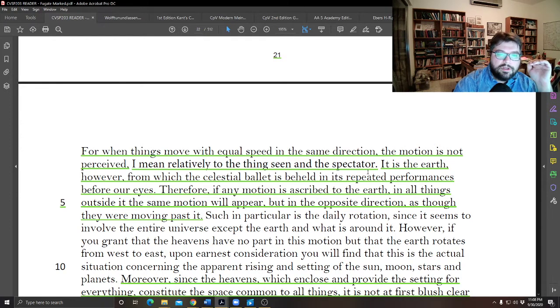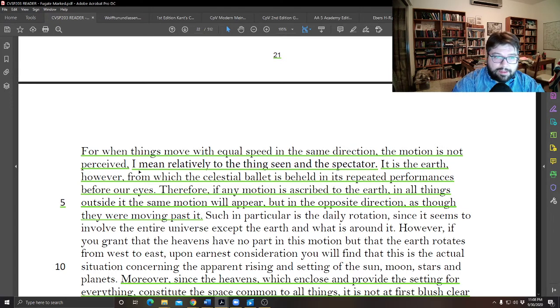So two cars traveling on the highway, traveling at the same speed. You look at nothing but the driver in the car next to you, and they look like they're sitting there in space right next to you, not moving. You are not moving, they are not moving. It's because you're both going the same speed in the same direction.